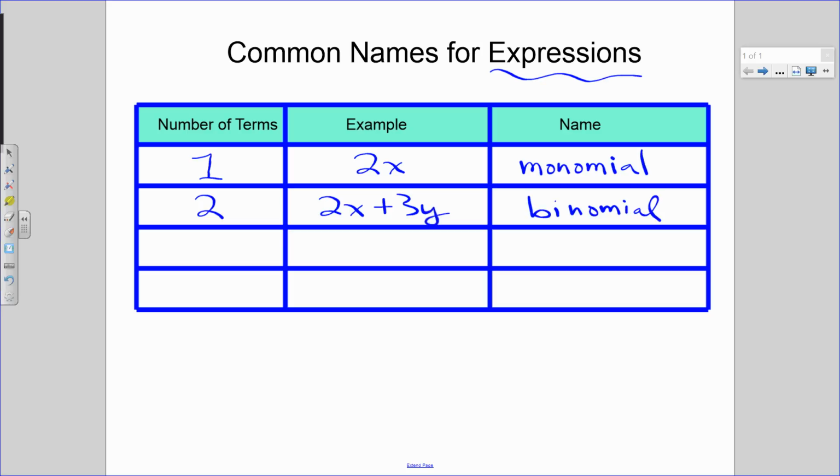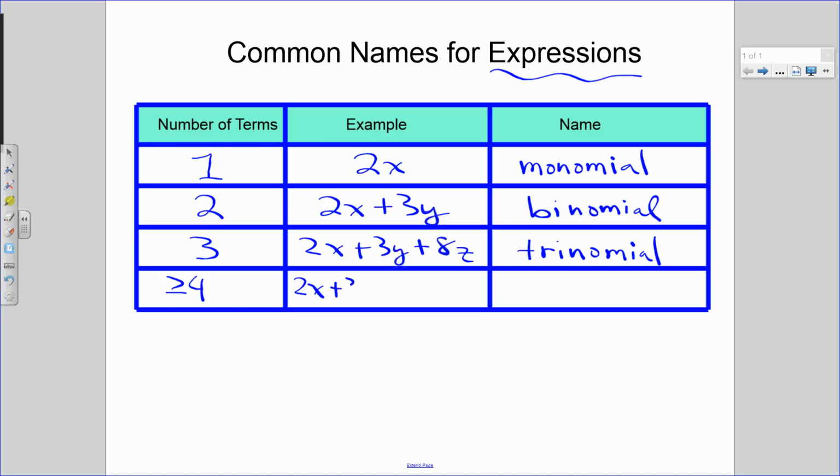Okay? 3-termed expression, say 2x plus 3y plus 8z. How about that? Trinomial. 8 and above 3, we just call it polynomial. Let's say 4 and above. I'll put greater than or equal to 4. So any terms greater than or equal to 4, then we're going to give an example.